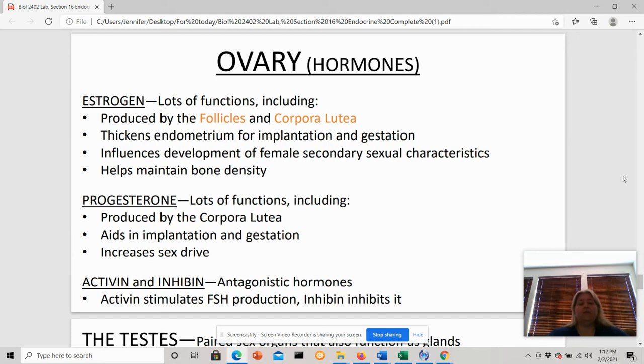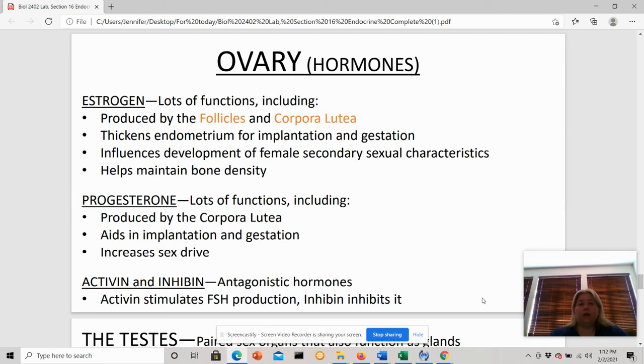And then we have the two that we don't talk about that much, activin and inhibin. And these are antagonistic hormones. Activin stimulates FSH production, inhibin inhibits it. And if you remember, FSH is follicle stimulating hormone, and it's produced by the anterior pituitary, right? So just as a little reminder.